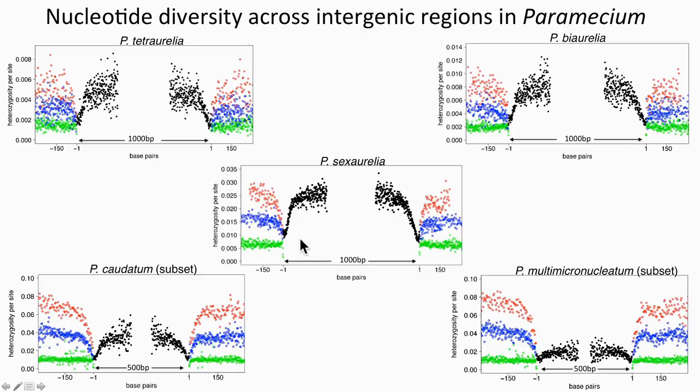And we see exactly that when we evaluate these patterns of nucleotide diversity across intergenic regions in all species separately. So we see that in all the aurelia species, the diversity in the intergenic regions stabilizes up to that of the fourfold degenerate sites. But in the outgroup species, P. caudatum and P. multimicronucleatum, it only reaches that of the twofold degenerate sites.